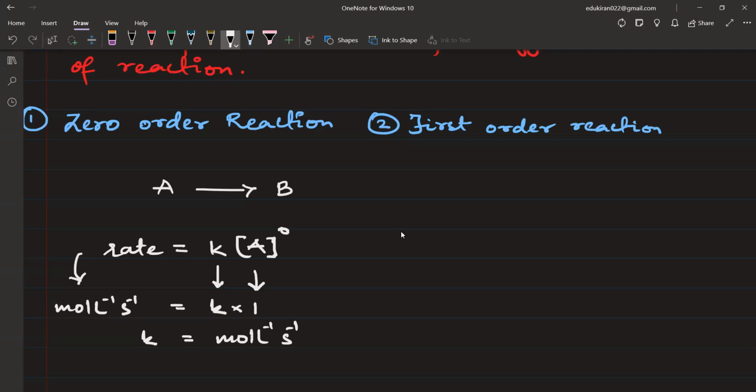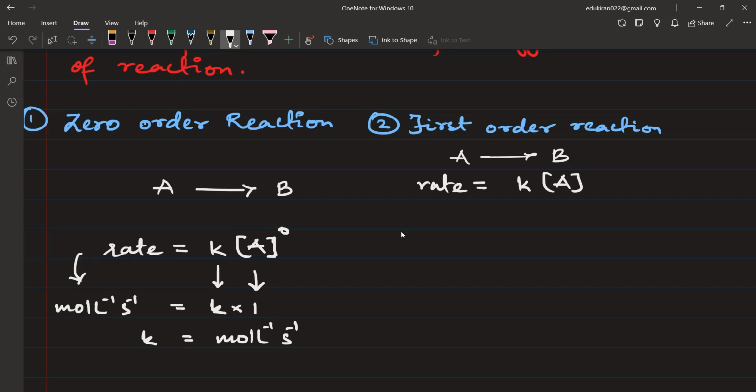You have the same reaction. A is giving me B. Here, rate is equal to K into the concentration of A to the power 1.